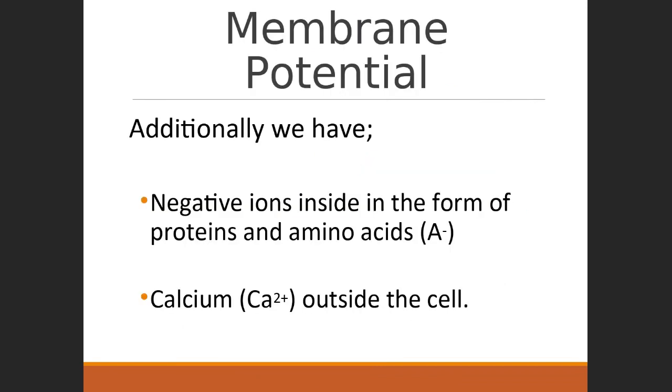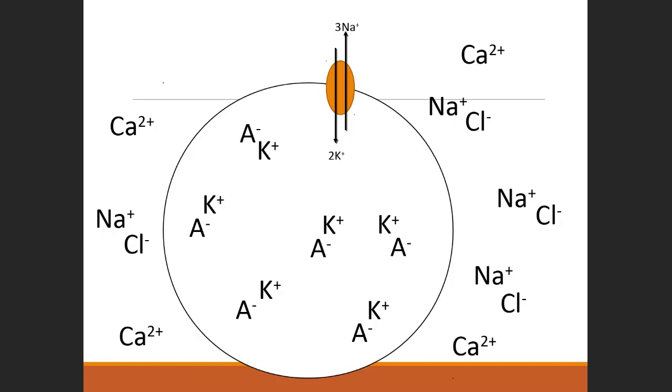The other 2, we have negatively charged proteins and or amino acids inside the cell. There's a high affinity for negatively charged proteins inside that cell. That's where they hang out. Outside the cell, we see high concentrations of calcium ions. So now we throw those in on our diagram, and here are all the players.